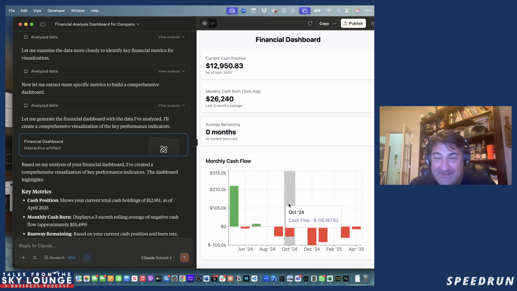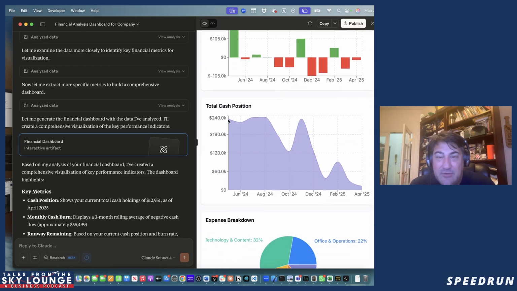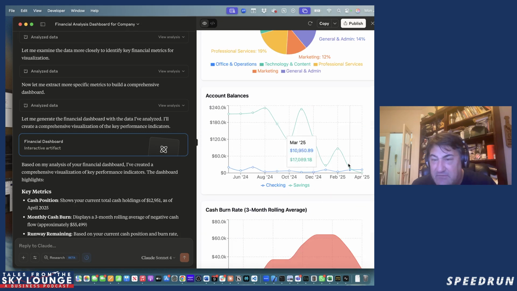And then look at that. These are gorgeous. Look at that. You can hover over 0 months. Yeah, okay. Time to raise some money. Probably early stage. Okay. There's your cash position. Probably a little investment came in here and here. Expense breakdown. Okay. Account balance. Okay. Checking in savings. Okay.